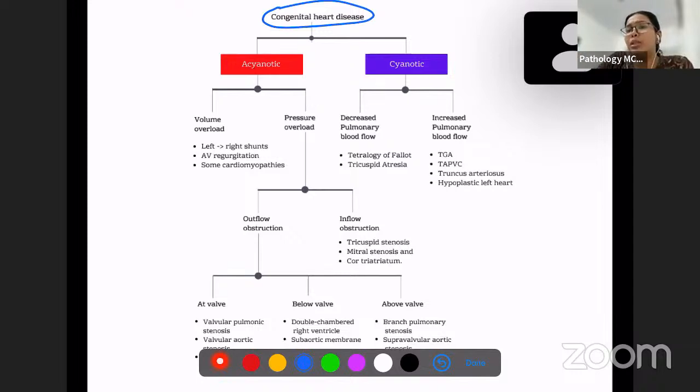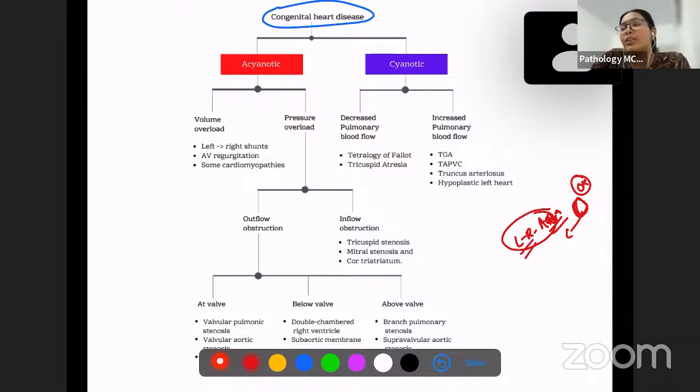Okay, a simple concept which you can remember is that left to right shunts are always going to be acyanotic. Why? Because the left side harbors the oxygenated blood, so oxygenated blood is going to the right side. Oxygenated blood is supplied to the body anyway. Oxygenated blood mixes with the deoxygenated blood, so there won't be much of an oxygen deficit. That is why this is an acyanotic disease.